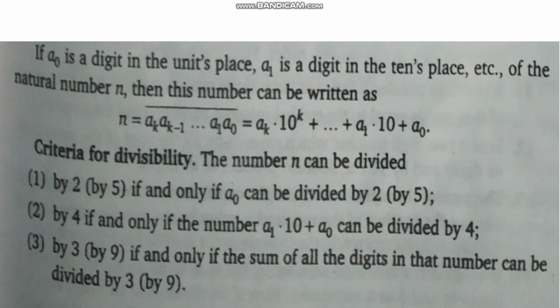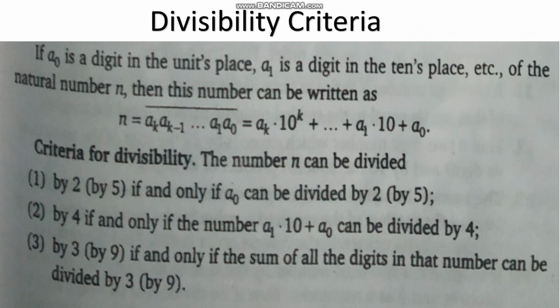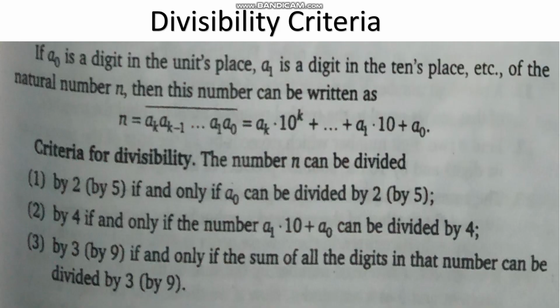Now our next topic is divisibility criteria. If A0 is the digit in the unit place, A1 is the digit in the tens place, etc., for all natural numbers n, then the number can be written as this. This is the symbol to write a number. If we don't write this symbol, it simply means that we are multiplying, but here we are not multiplying, we are writing the number. This is how we can write it.